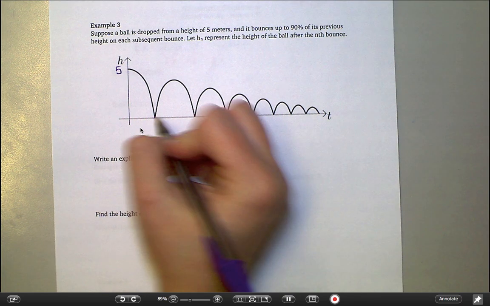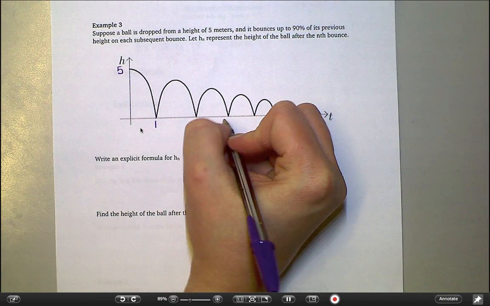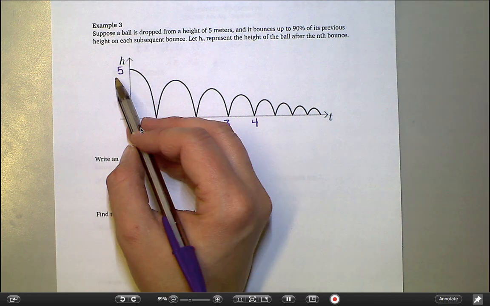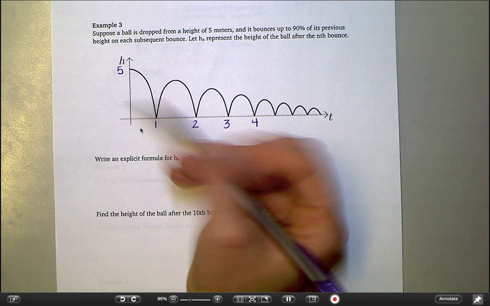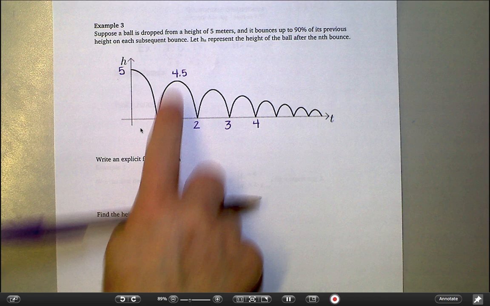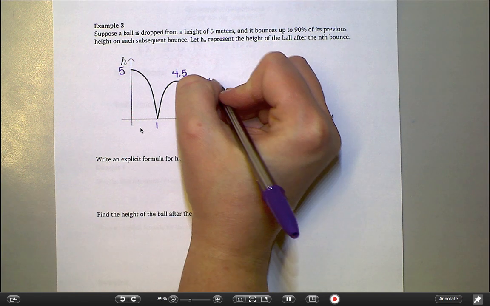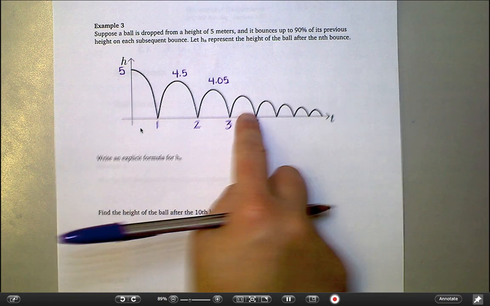And then these are where it's bouncing on the ground. So this would be bounce number 1, this would be bounce number 2, bounce number 3, and so on. Okay? So we've got that this first height is 5. To get my next height, I'm going to do 90% of 5, which basically I'm doing 5 times 0.9. Okay, 5 times 0.9 would give me 4.5. And then I'm going to multiply by 0.9 again. So 4.5 times 0.9, I believe, if I remember correctly from yesterday, is 4.05. And then so on and so on and so on.